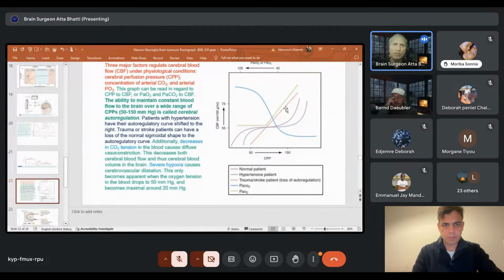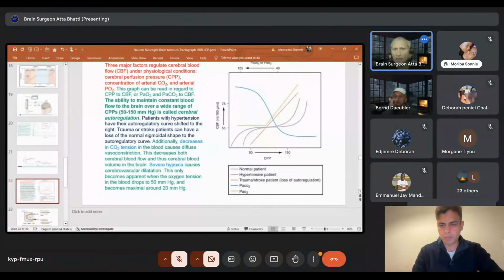The factors that regulate the cerebral blood flow under physiology. Carbon dioxide is a major factor which can lead to the shifting and temporary compensations of these graph numbers and graph stability. So this is how the cerebral autoregulation happens.